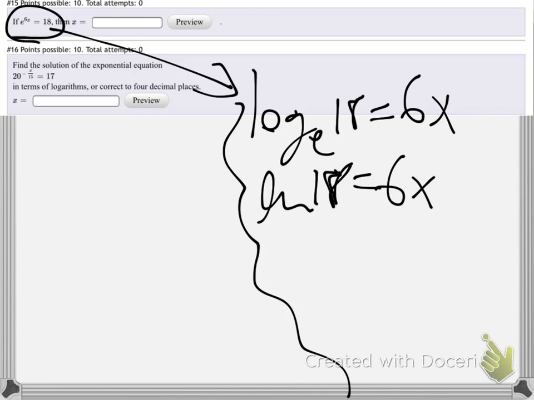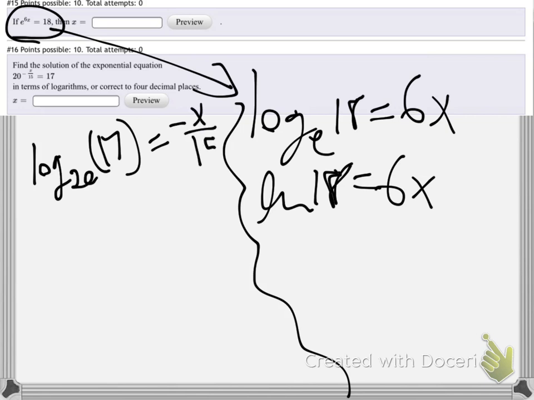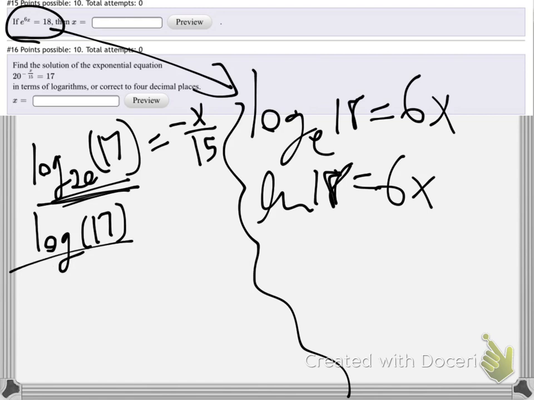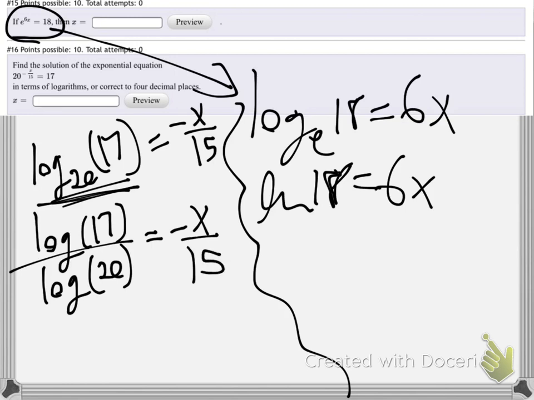Similar idea on number 16. Let's see. If I had 20 to some weird power equals 17, we'll say that's log base 20 of 17 equals negative x over 15. And then from there, guys, you can run this logarithm just as it is, or else, remember, you can use change of base formula to turn that into a ratio of common logs if you don't get to choose your base. And so that's log 17 over log 20 equals negative x over 15. And then we'll just go to town.